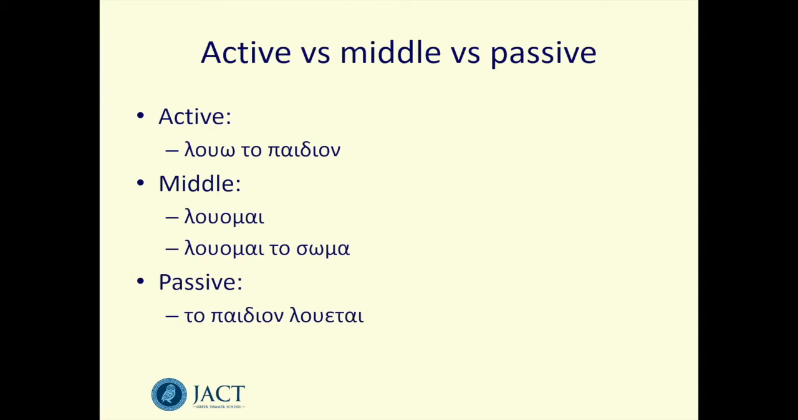Note that the middle verb can still have a direct object, as here in luomai to soma, I wash the body for myself. In other words, the middle expresses the idea that the subject, I, is further involved in the action, in this case as the possessor of the body. In the passive, the object of the active verb, the baby, to paidion, in I wash the baby, corresponds to the subject of the passive verb, to paidion luetai. The baby is washed.